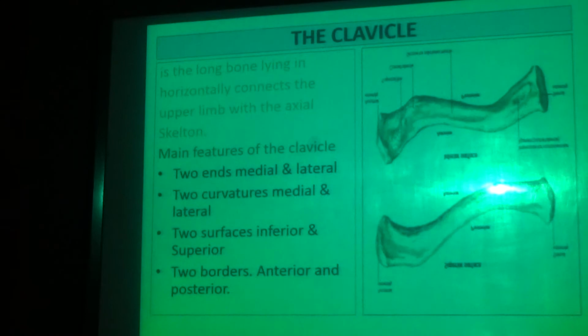Dr. Shahzad always making a class dirty. This is the scapula.